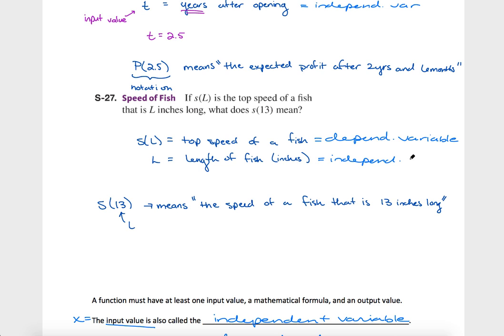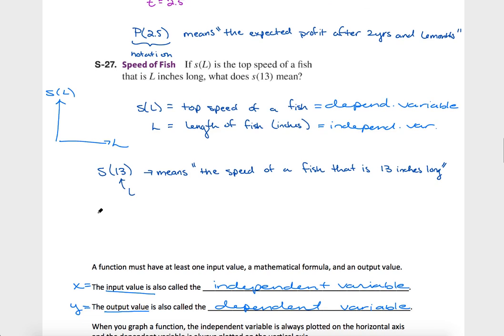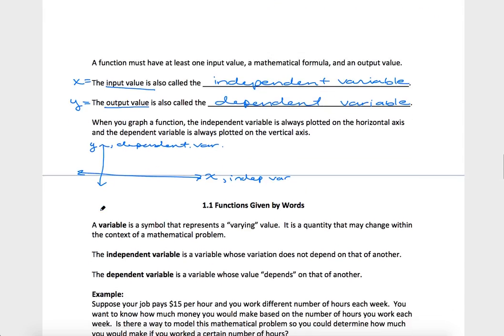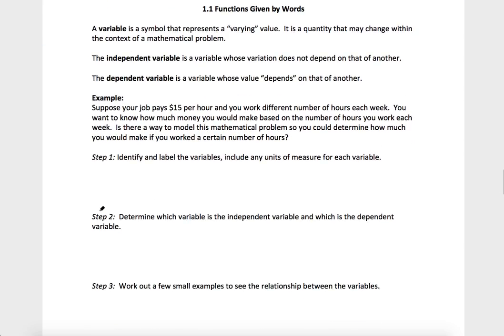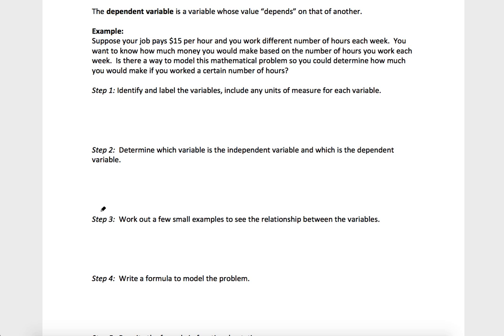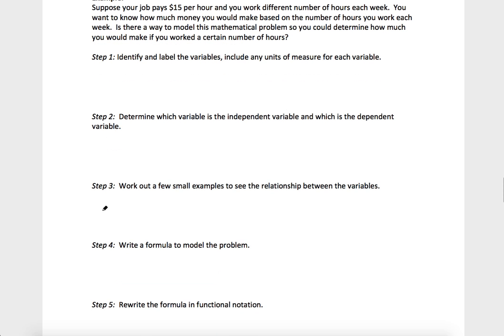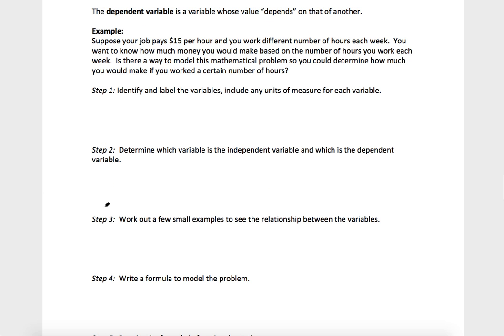Okay? And again, if we were thinking about graphing this function, if we had a formula or some points, right, we would graph L on the horizontal axis, and we would graph S of L on our vertical axis. Okay? So just make sure you're aware of those vocabulary words. Now let's take a look at an example of a function that's given to us as words.